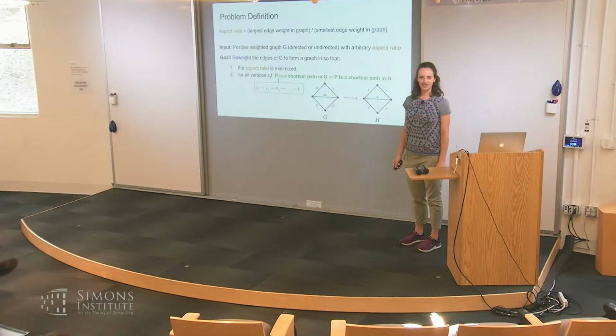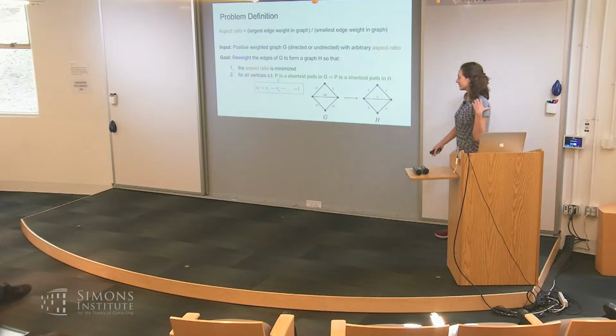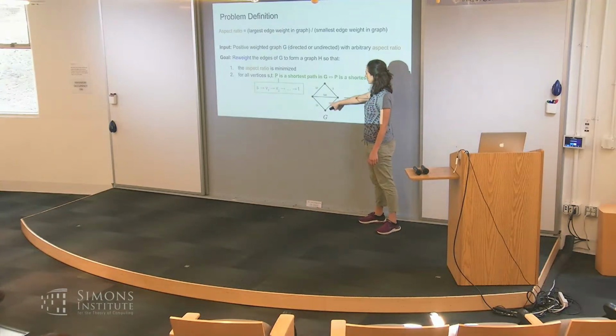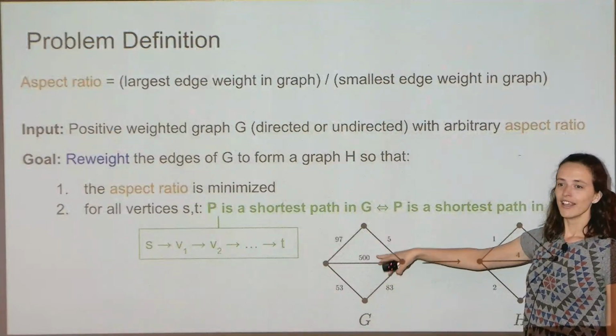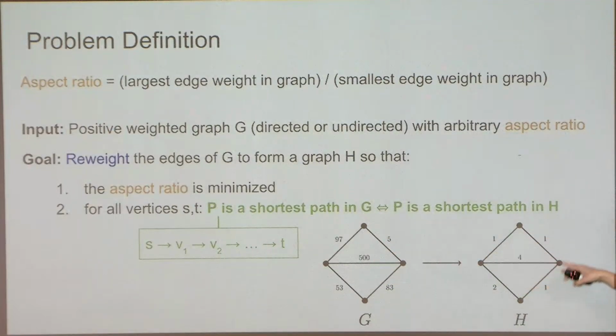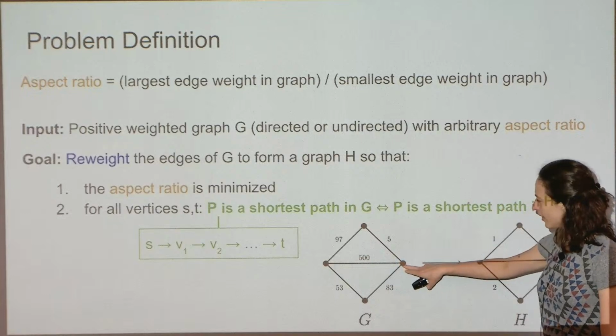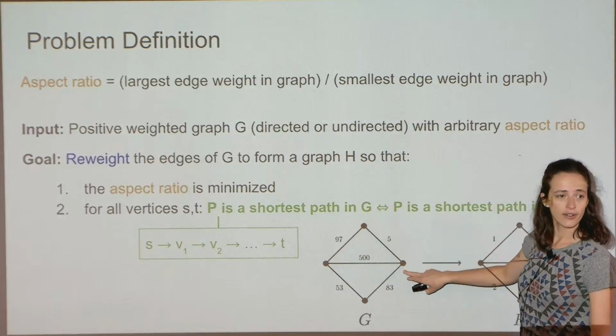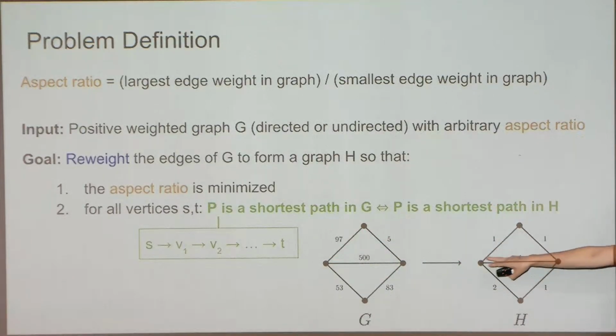Okay, so here's an example just to make sure the problem definition is clear. Let's say this is our original graph. The aspect ratio is 500/5, so 100. Now, here's our reweighting. We reweighted all of the edges in the graph down to aspect ratio 4. And now you'll notice, if I did this right, if you check for every single pair of vertices in the graph, the shortest path should go through the same sequence of vertices. So for example, from here to here, the shortest path goes like this, up and down. In the new graph, we can check that indeed the shortest path from here to here does still go up and down. So that's good for that pair at least.